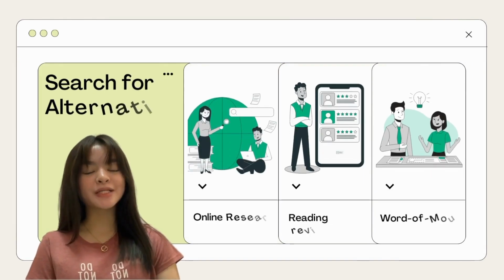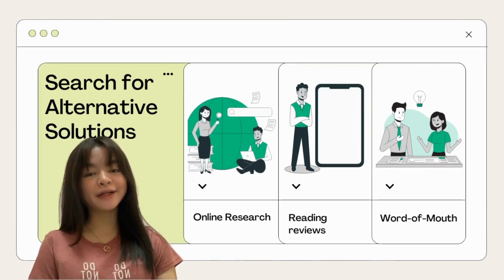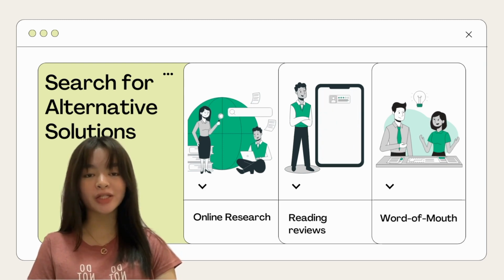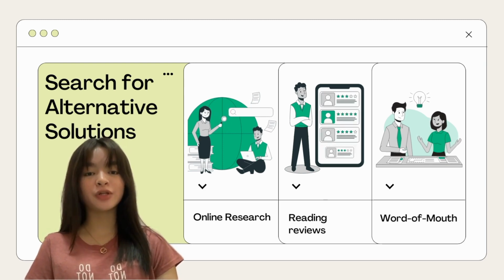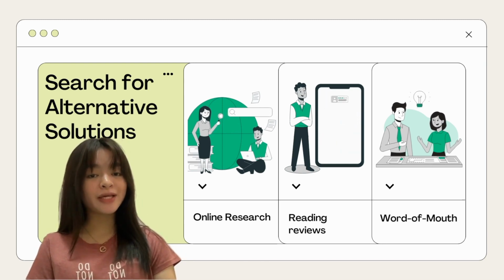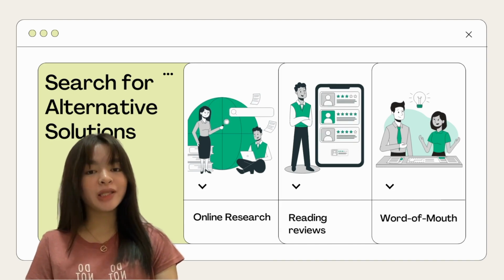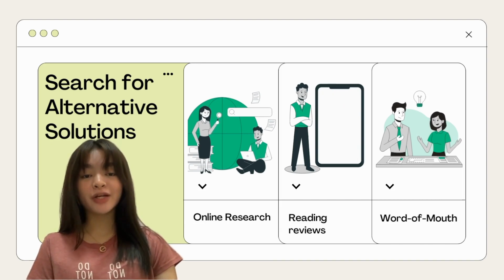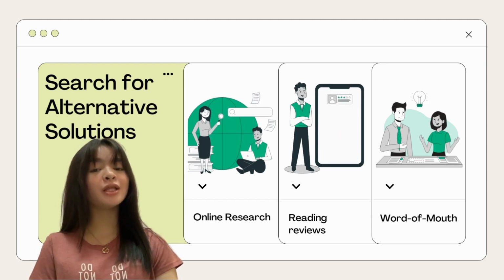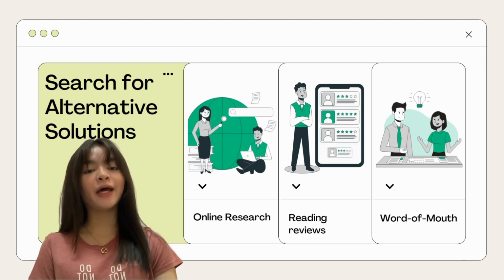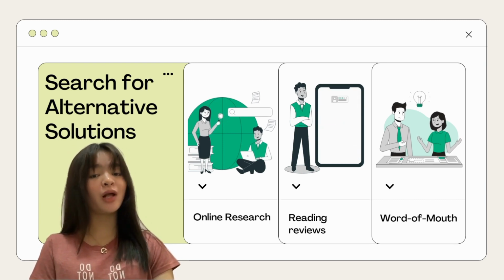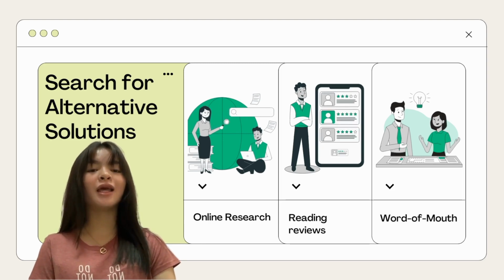To simplify the process of choosing a Samsung phone, alternative solutions can be employed. Online research allows for access to specifications, user reviews, and expert opinions, aiding in model comparison. Reading reviews provides valuable insights into performance, reliability, and user satisfaction. Leveraging word of mouth, recommendations from friends, family, and online communities offers personal experiences and practical perspectives. These alternative methods enable individuals to make well-informed decisions when selecting a Samsung phone.